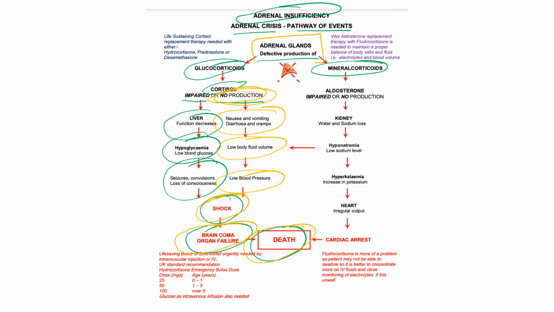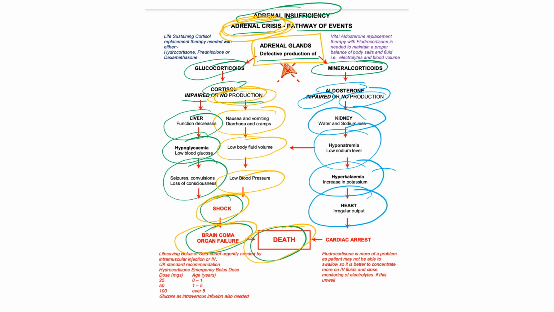That is adrenal glands crisis. Okay. Mineralocorticoids, aldosterone, impaired or no production, doesn't matter. But if the kidneys are affected, there's water and sodium loss, right? If there's lack of aldosterone. Hyponatremia, so low sodium in the blood. Hyperkalemia, increased potassium in the blood, exact opposite, right? The heart, because of this increase in potassium, has irregular output leading to cardiac arrest. That leads to death, right? So here's the summary for it, you guys.